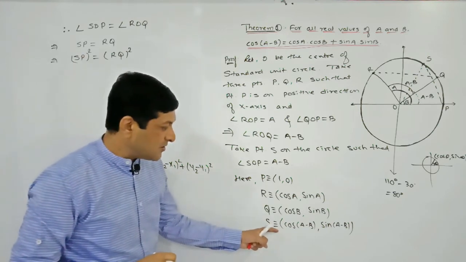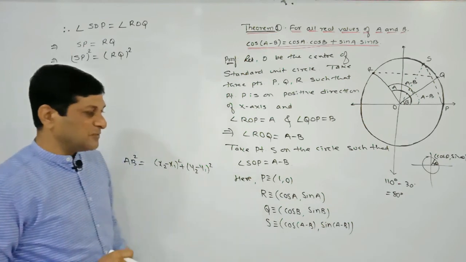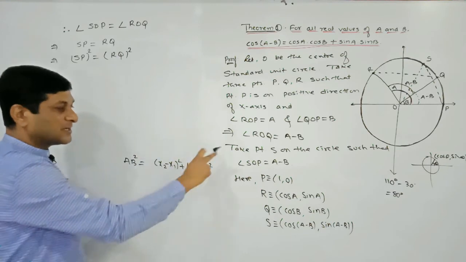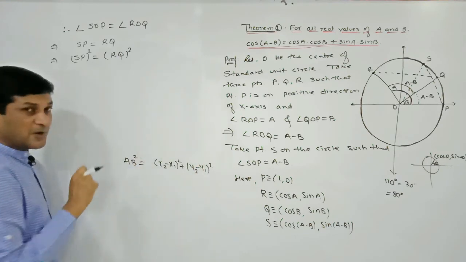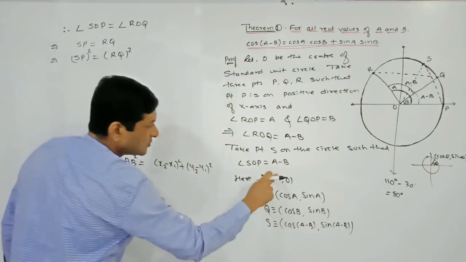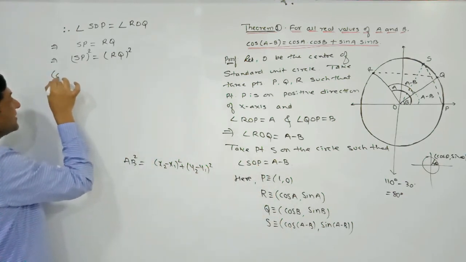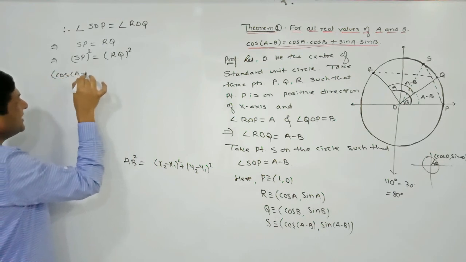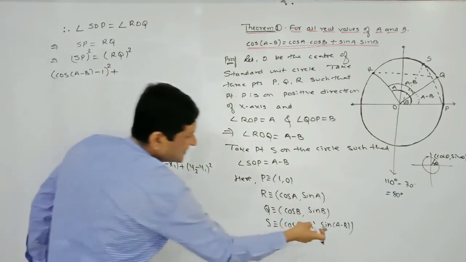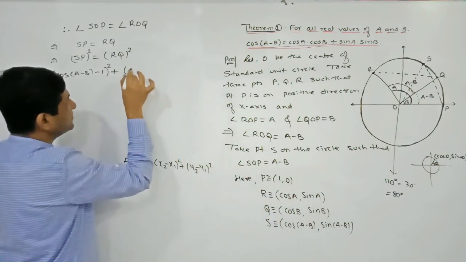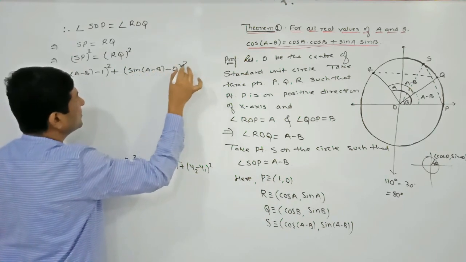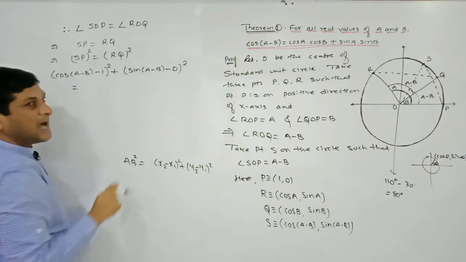Now observe the coordinates of S and P. We are finding the distance between them. So what is our formula? (x2 minus x1) whole bracket square. Hope why the root is eliminated is clear to you, because here we have taken the square. Here the square is already there. So according to this formula, x2 minus x1 means cos(a minus b) minus 1 whole bracket square, plus y2 minus y1 means sin(a minus b) minus 0 whole bracket square is equal to RQ square.